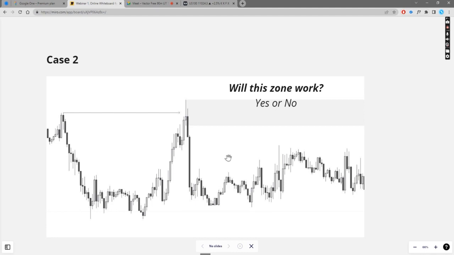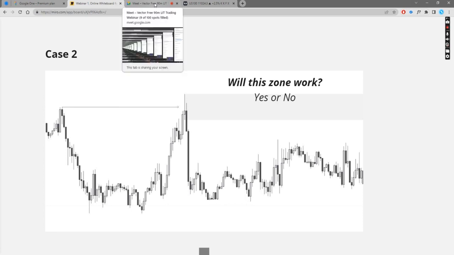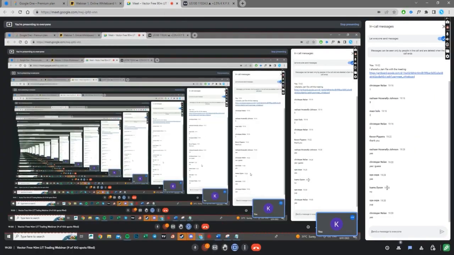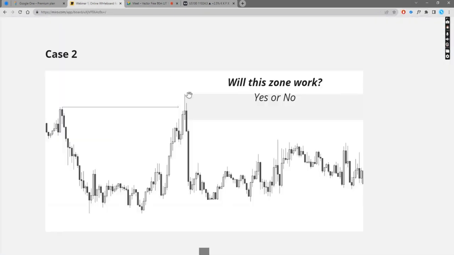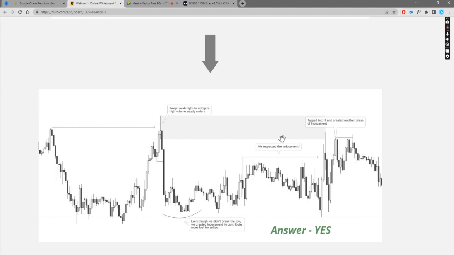Will this zone work? Yes or no? Alright, 3 seconds. Got a yes and a yes. Okay, let's have a look. Yep, so this zone does work. So that was good, you guys picked that right.